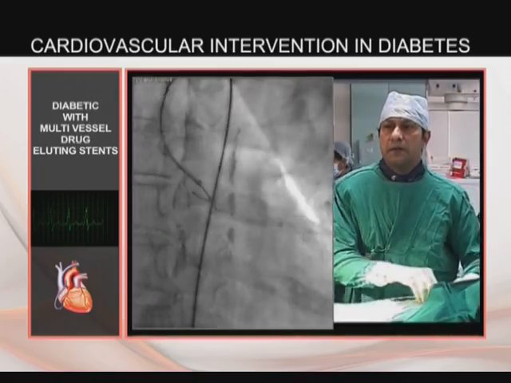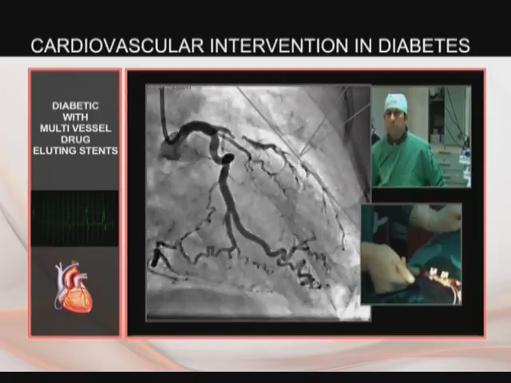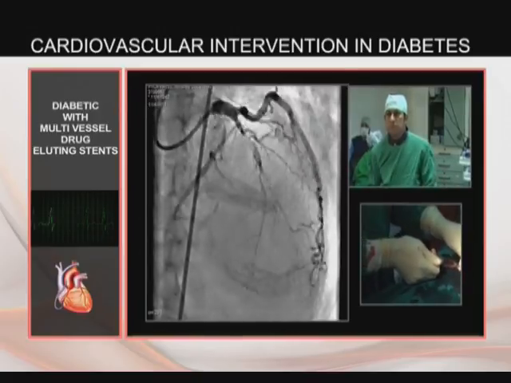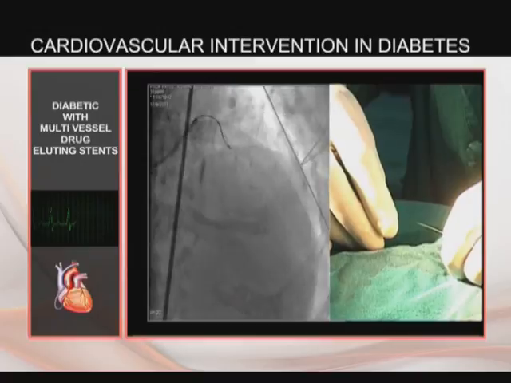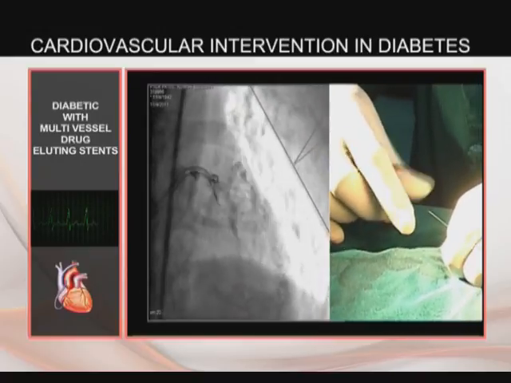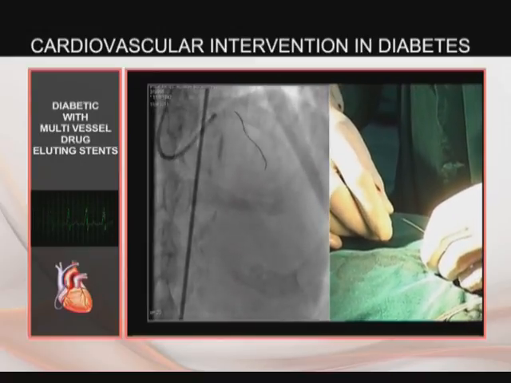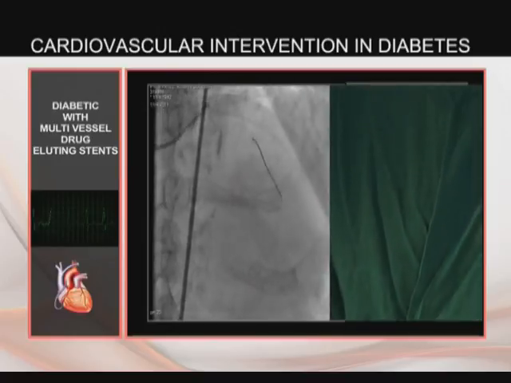A 78-year-old patient with long-standing uncontrolled diabetes presented to me with acute coronary syndrome. The check angiogram of the LAD shows a diffuse fibrotic calcified critical stenosis throughout the length of the LAD artery.